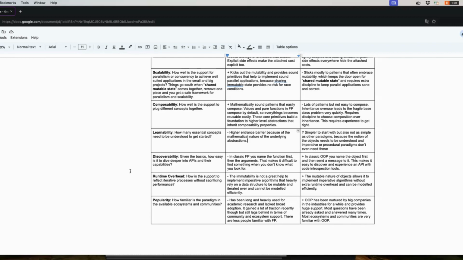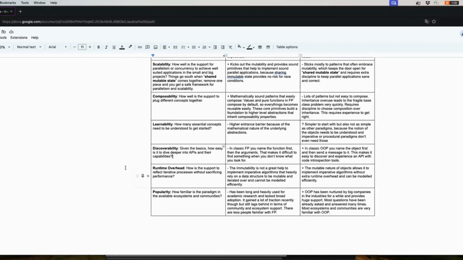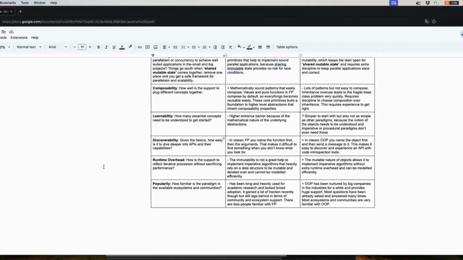Mm-hmm. And going hand in hand with learnability, you've highlighted discoverability. And actually now we're getting into more pluses for the object-oriented programming side. So in classic OOP, you said once you have an object and you can send messages to it, you can quite easily discover its API with modern IDEs like IntelliJ. You just do dot, and then boom, you've got a full list of everything that it can do. But you believe that it might actually be harder to discover on the functional programming side.